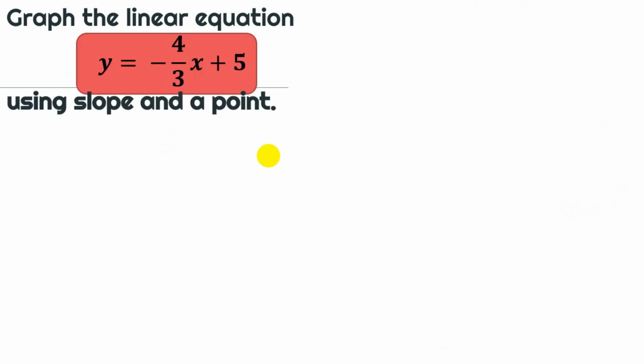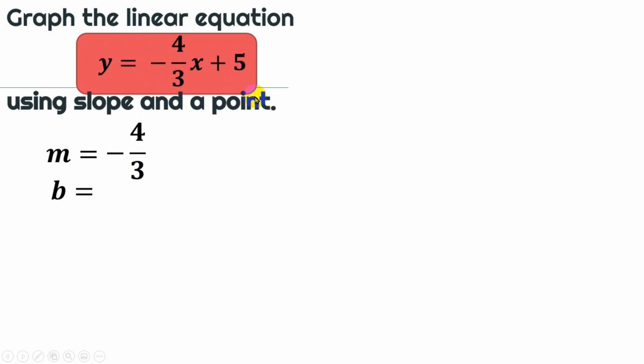Okay? Then, on our third example, here we already have the linear equation itself. Y = -4/3 x + 5. Where will we get the slope and the point? So, let's see. Which one is our slope here? Since it is in slope-intercept form, we can easily identify the slope, right? So, the slope will be negative 4 over 3. Do you still remember that? That is the numerical coefficient of x when we are in slope-intercept form.